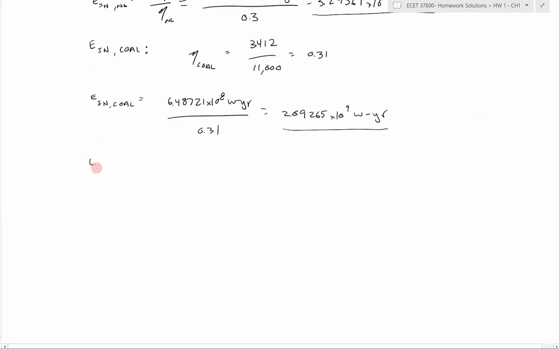If I add the two together, as I indicated I would do at the very beginning, you find that the total input energy is 5.33626 times 10 to the 9th watt years. And I didn't specify what units to put this problem in, so I'm going to leave it in watt years. Make my life a little easier at least.